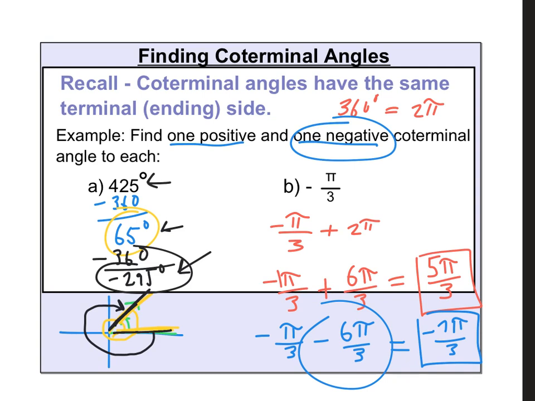This can be useful. Let's just say I gave you 425 and you're having trouble picturing where that is. But if I give you 65 degrees, most people can visualize where that is because it's within one circle, between 0 and 360. And that's the idea there. Getting it in the right quadrant is going to help with some things later on.